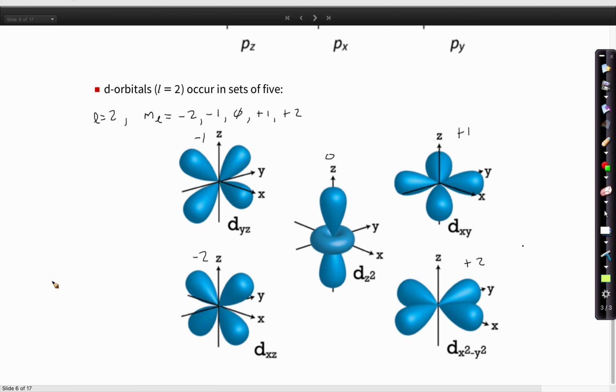But if we were to do f orbitals, and again, we're not going to look at them, how many of them would there be in each subshell? So an f orbital is L equals 3. So we would have m sub L equal to minus 3, minus 2, minus 1, 0, 1, 2, and 3. And that's 1, 2, 3, 4, 5, 6, 7. So f orbitals occur in sets of 7, and you would have 7 different pictures for the 7 different orbitals that are f orbitals.